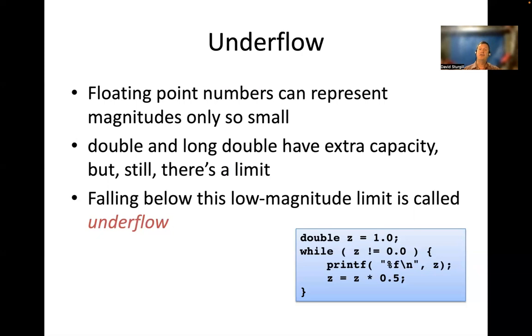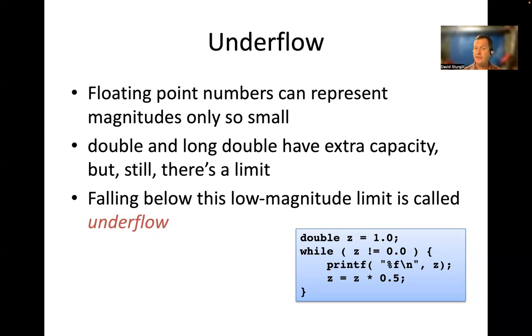Floating point numbers can overflow, but they can also do what's called underflow. Overflow is when you compute a value that's too big to represent. Underflow is when you compute a value, or you have to work with a value that's too close to 0, too small in magnitude. Floating point numbers have a largest magnitude that they can represent, and there's also a limit on the small side. You can see that in the sample code here.